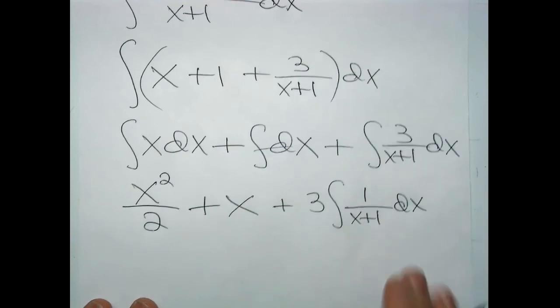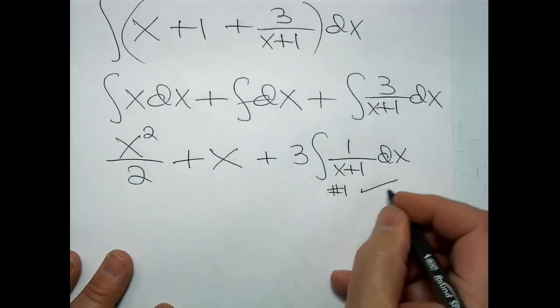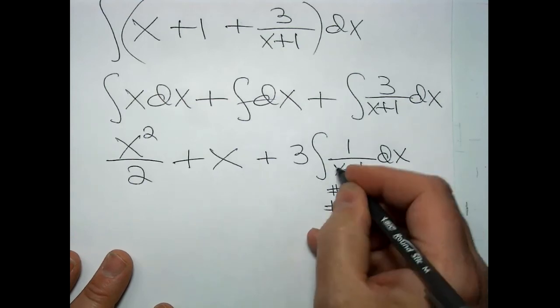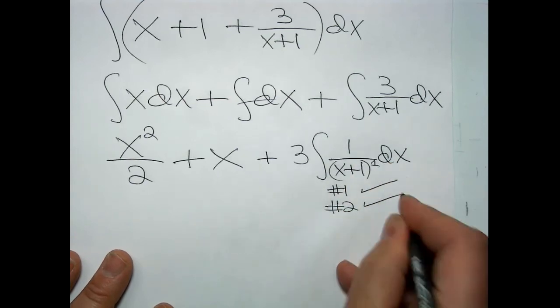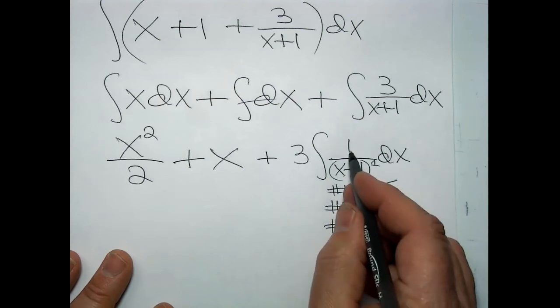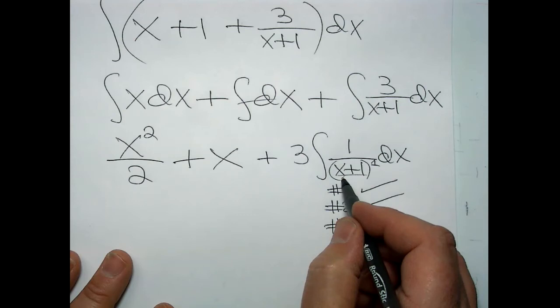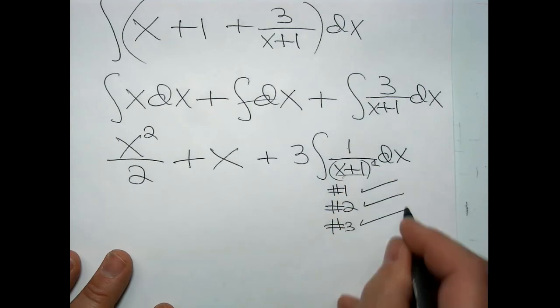Do we need U substitution on this guy? I don't think so. Number 1, fraction, yes. Number 2, denominator to the 1 power, absolutely. And number 3, does the derivative of the bottom really live on the top? What's the derivative of this x plus 1? Isn't it 1? That's a big check mark.